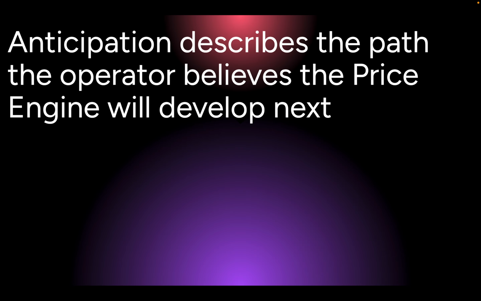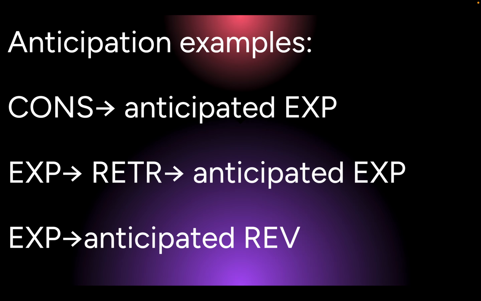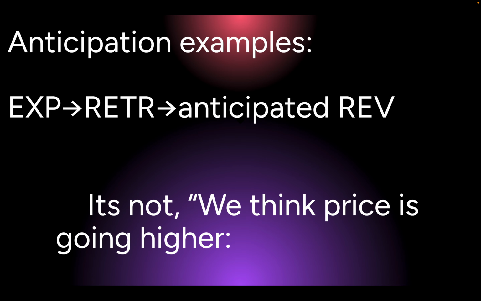So we've talked capital mandate, we've talked time horizon, now we will talk anticipation. Anticipation describes the path the operator believes the price will take. Examples here: currently we're in consolidation, we're anticipating expansion. We've seen expansion and we saw a retracement, now we are anticipating more expansion. We saw expansion, now we are anticipating reversal. We've seen expansion, and now we've seen retracement. We're in retracement, we are anticipating reversal, right?